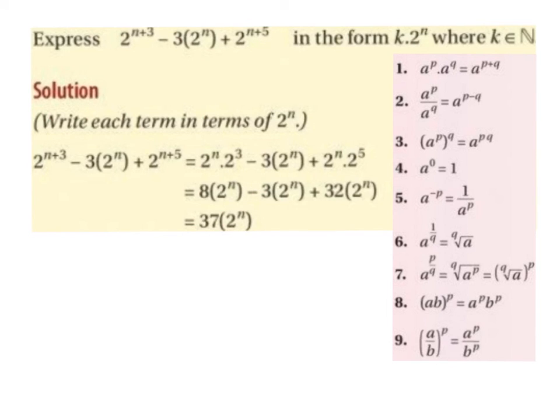So the question asked for this to be written in the form of something times 2^n. The k has to be a positive whole number, and we have it in that form, 37 times 2^n. So 37 is our k.